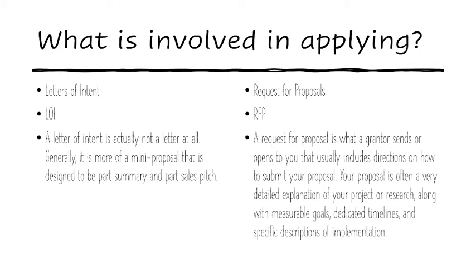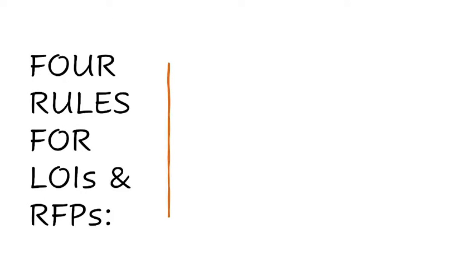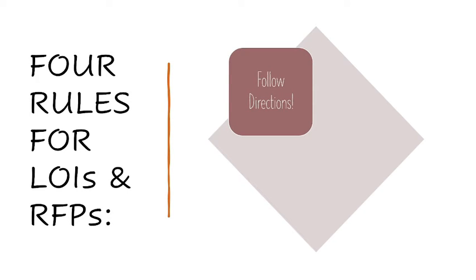Specifically, you will have to speak to every stage of development of your program or project, what those measurable outcomes and goalposts are, and what the expected obstacles to implementation may be. Which brings me to what I think is the most important part of the grant writing or fellowship applying process, which are my 4 rules for LOIs and RFPs. Rule number 1.